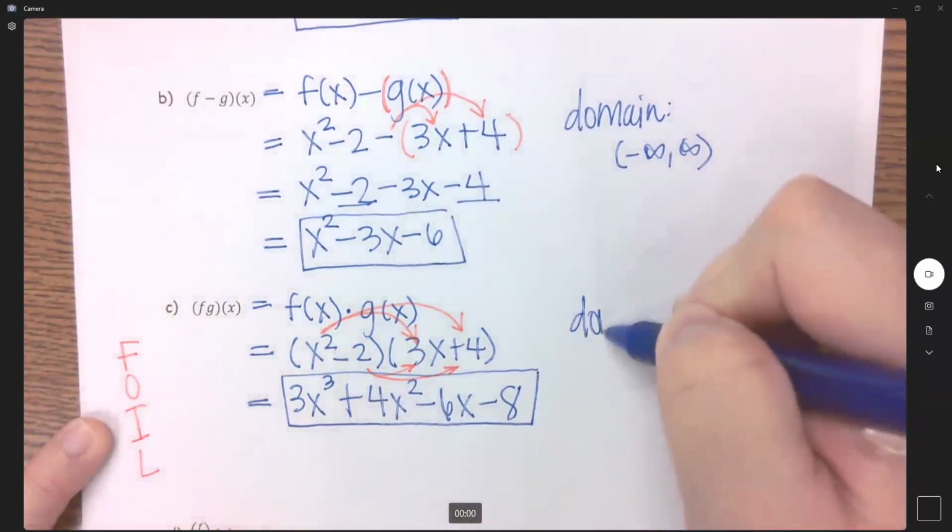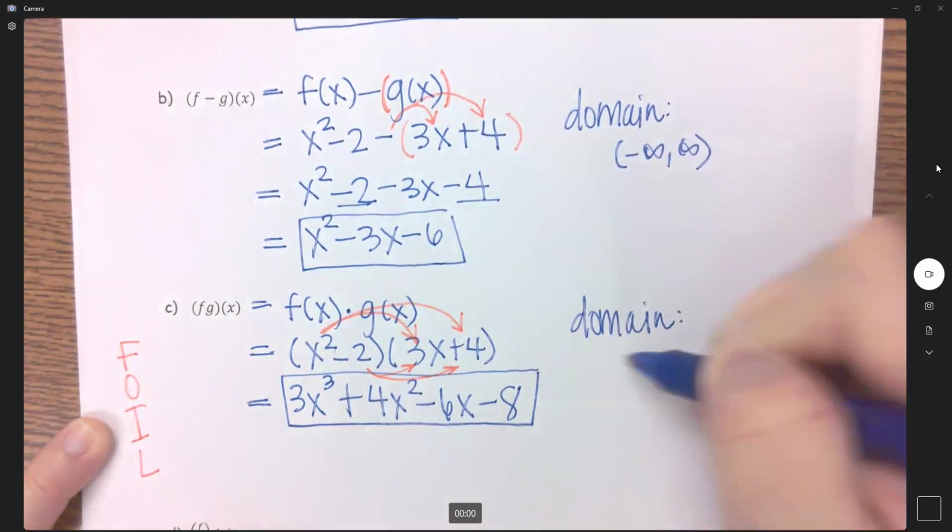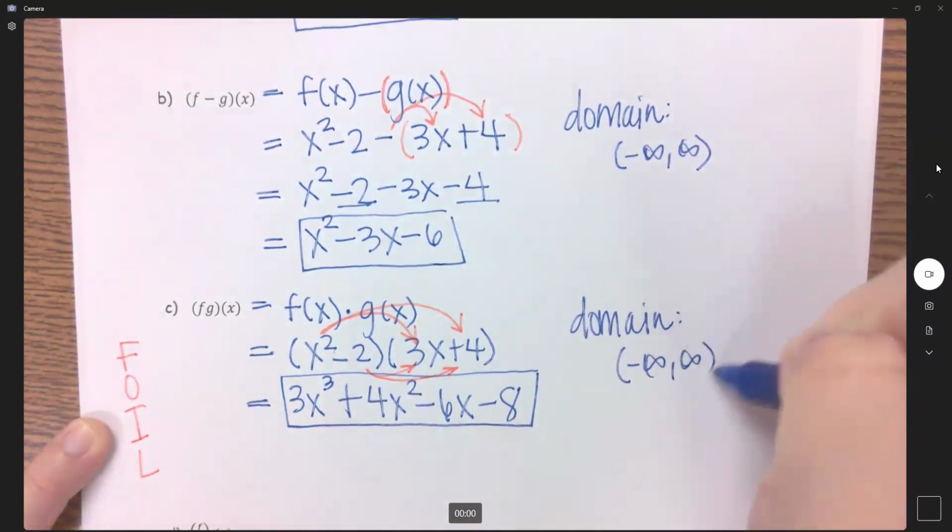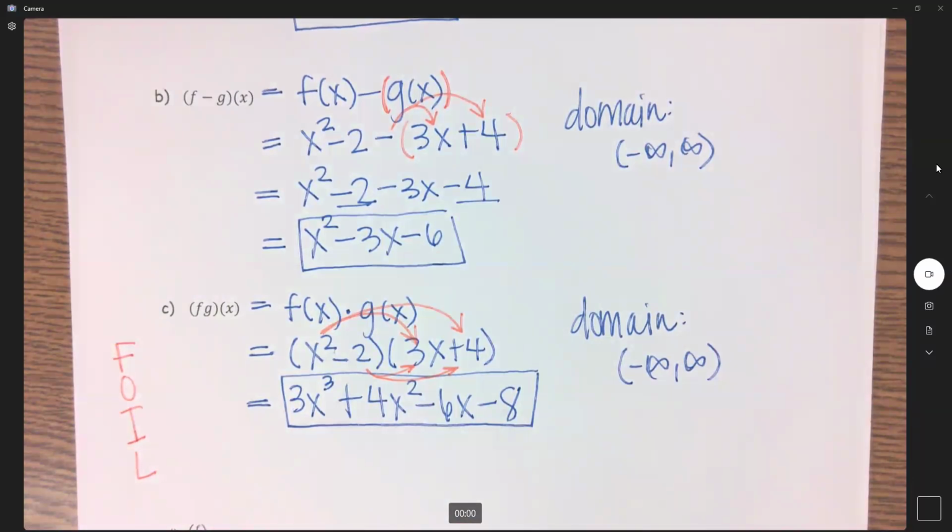So again, what is the domain? The domain is all real numbers because we have no fractions and no radicals.